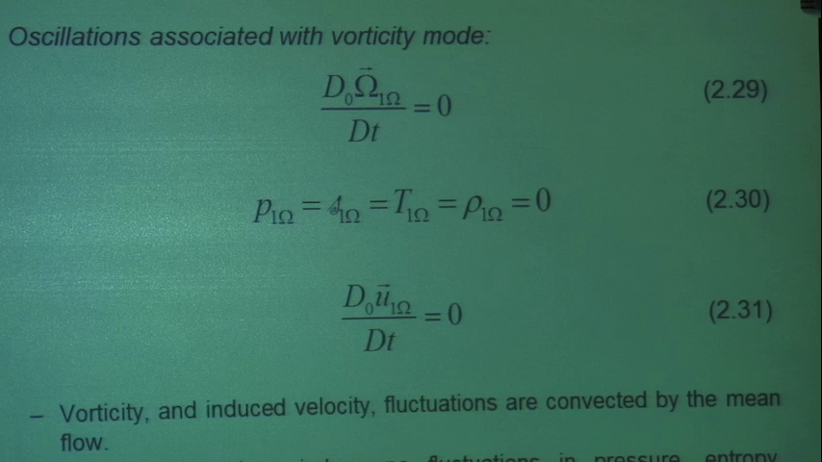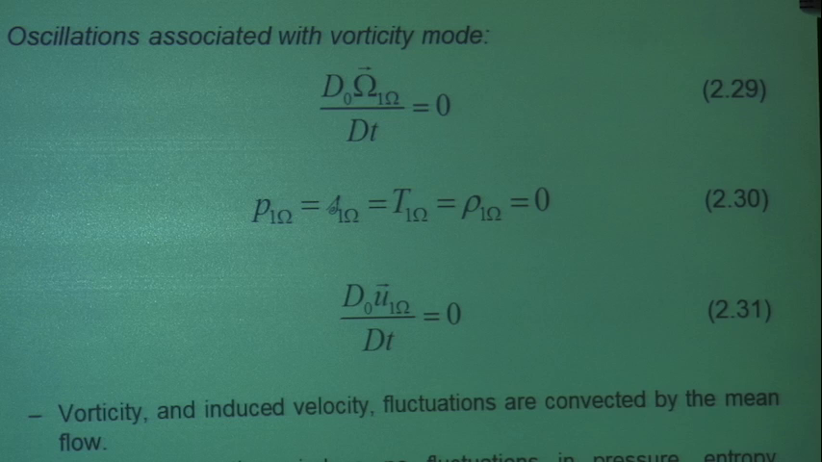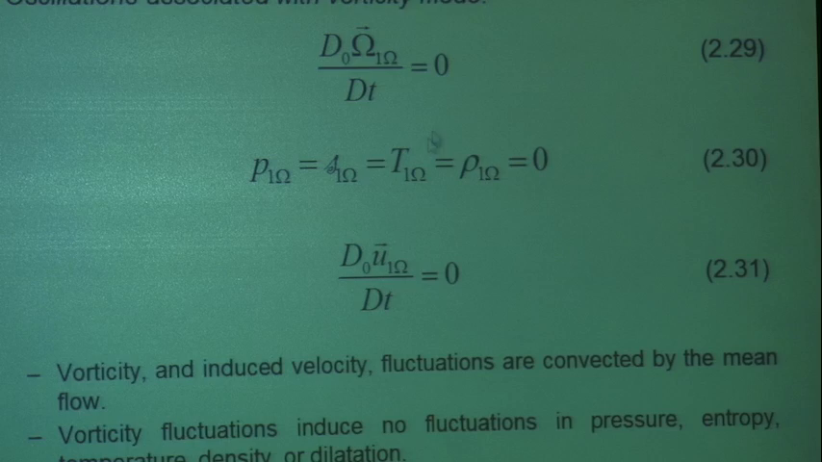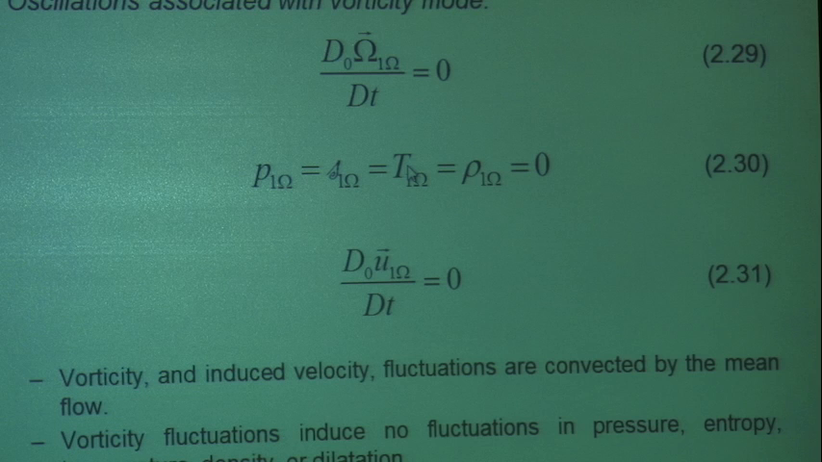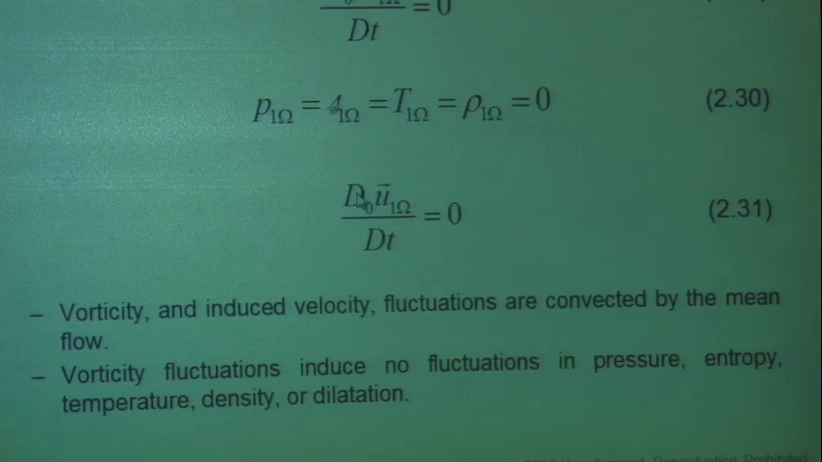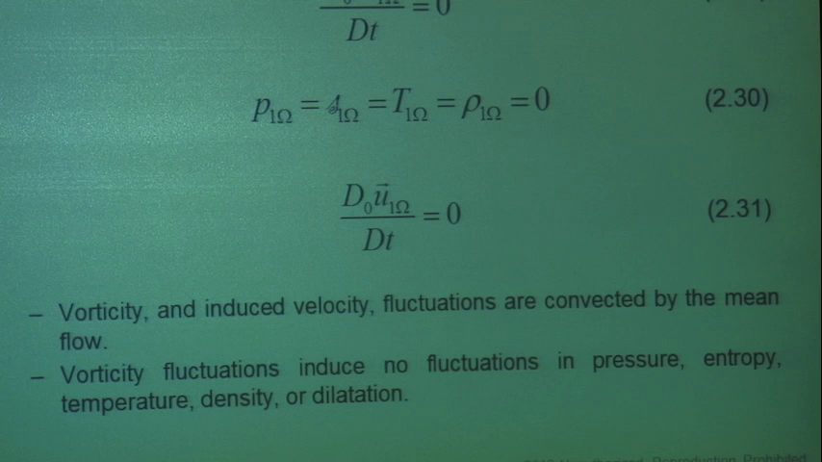This says that an infinitesimal vorticity disturbance excites no entropy, right? It's an isentropic disturbance. It also says that it is isothermal. The temperature doesn't change, which should sit right with you. It also excites no oscillation in density. So a vorticity fluctuation manifests itself as a flow disturbance which is convecting, but with no fluctuations in pressure, entropy, temperature, or density.